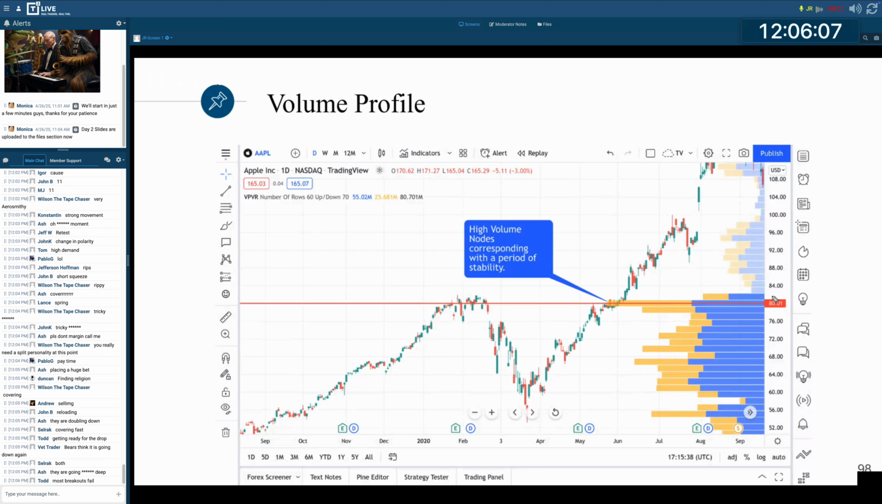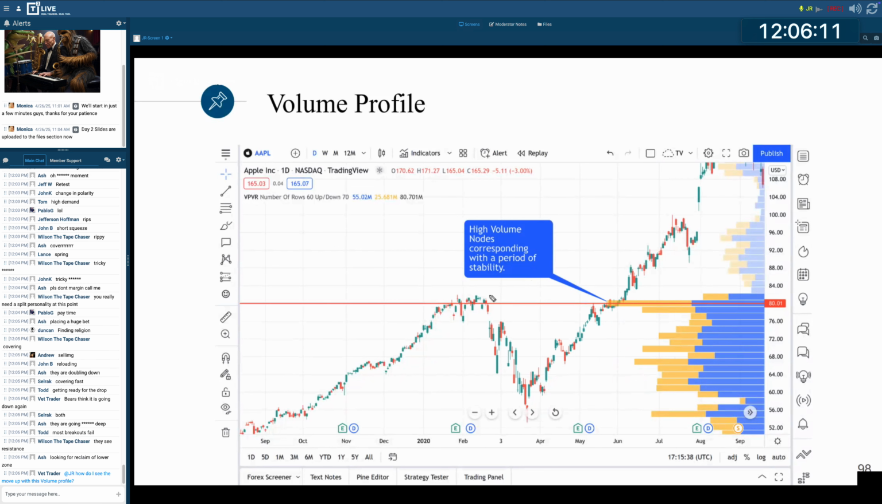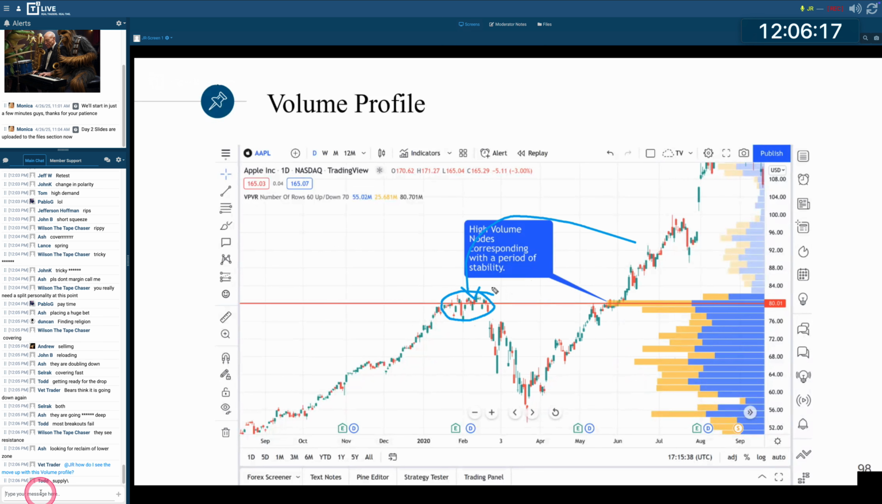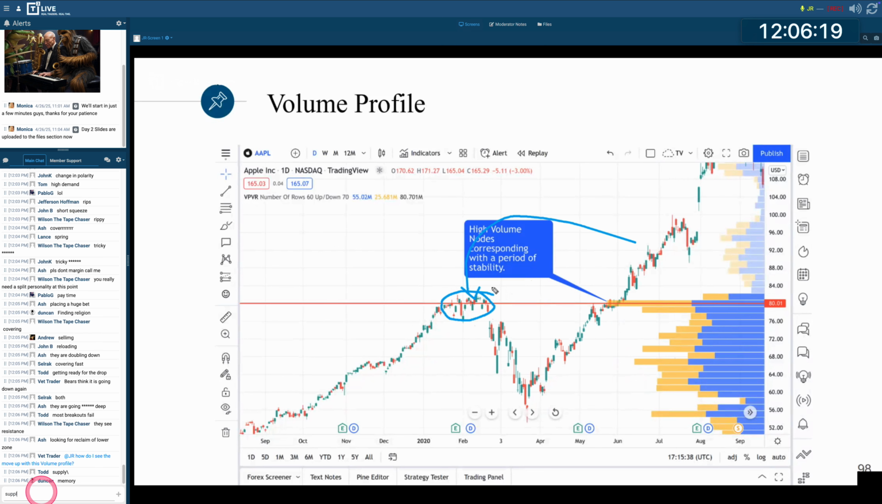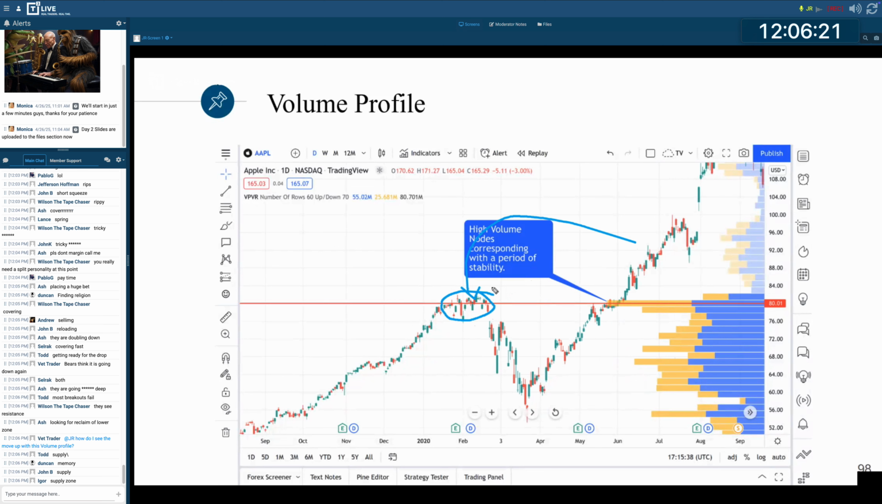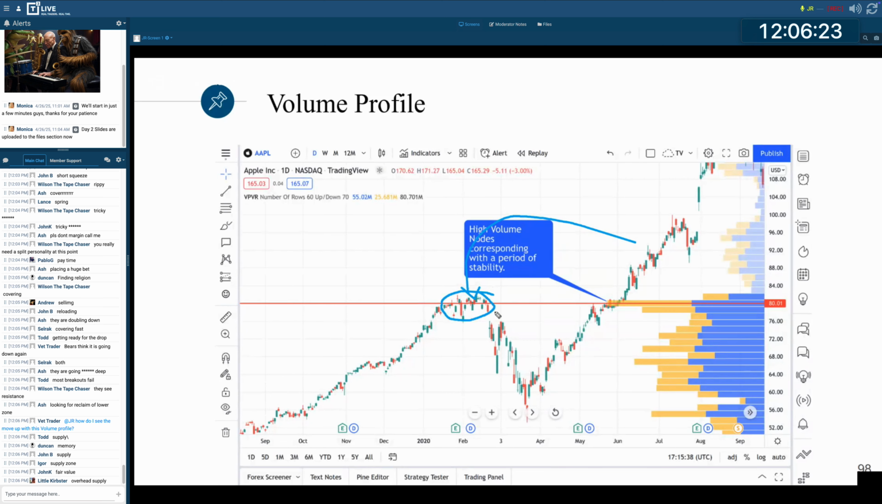Most breakouts fail. Yes, most breakouts fail for sure. And what has been created here? Memory, and more importantly, supply. All these people are theoretically trapped in this move. And what are these trapped traders most likely to do when they get back to the 80 handle?